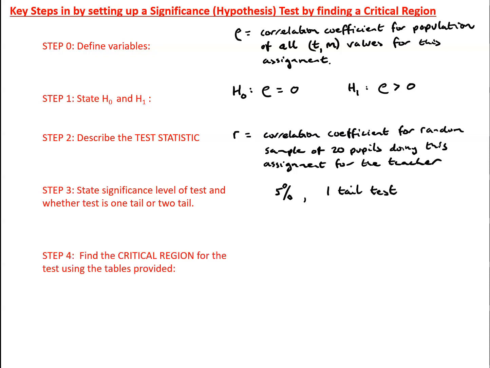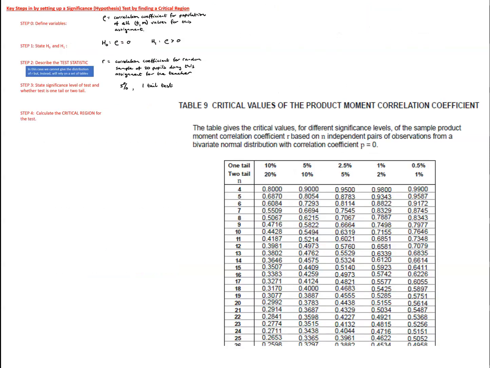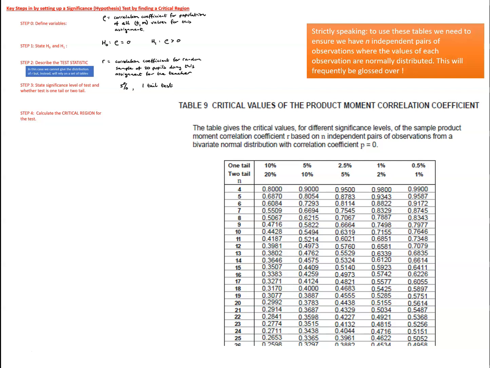To find the critical region, then, we're going to have to use some tables. Now, the tables that are provided, and you'll be given a full copy of these tables by your teacher, give us the critical values of the product moment correlation coefficient under certain assumptions. The assumptions that are made here are actually usually rather glossed over, so you don't really need to worry about those too much at this stage.